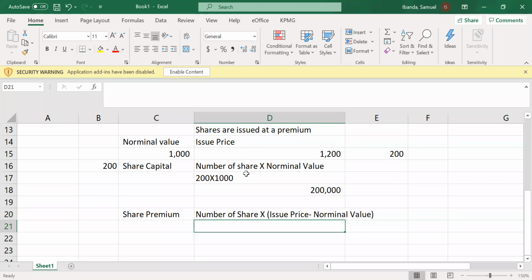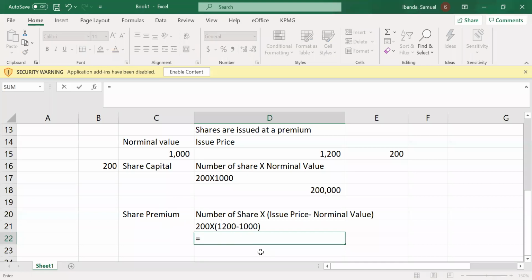So you look at 200 times what? Times bracket, the 1,200 minus the 1,000. So that is how you get your what? That's how you get your share premium. Okay, so if I'm just to make a calculation here, 200 times this, 1,000 minus that. So our share premium is worth how much?